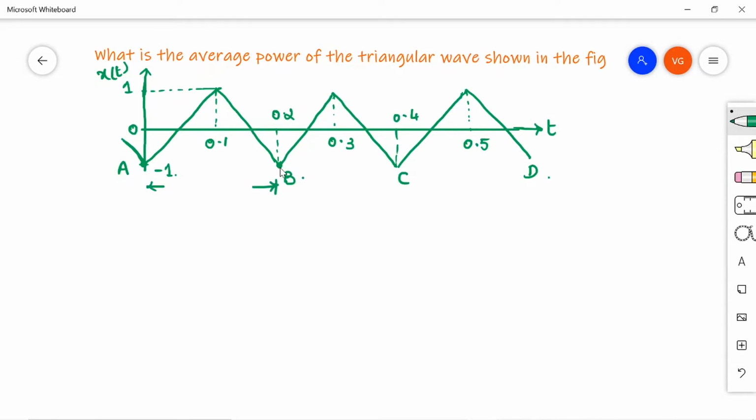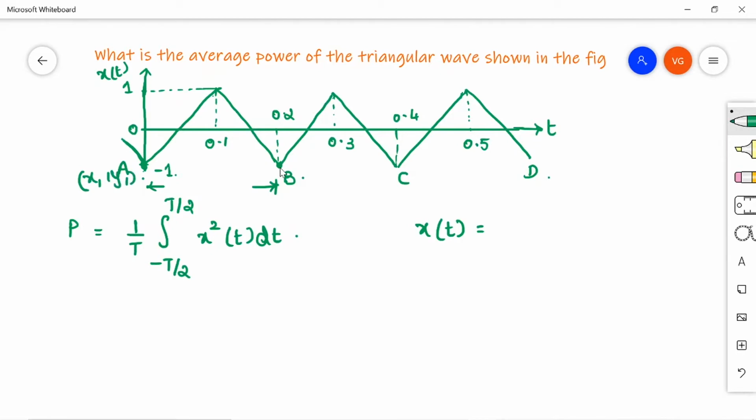We know the formula for average power P is given by 1 by T integral from minus T by 2 to T by 2 of x square of t dt. So for that, first I need to define the signal x of t. So here x of t is a ramp that is going up from minus 1. So amplitude here is minus 1. To define the signal, we need the points here, the x1, y1 coordinates I am taking here is 0 comma minus 1. The point here is 0.1 comma 1.